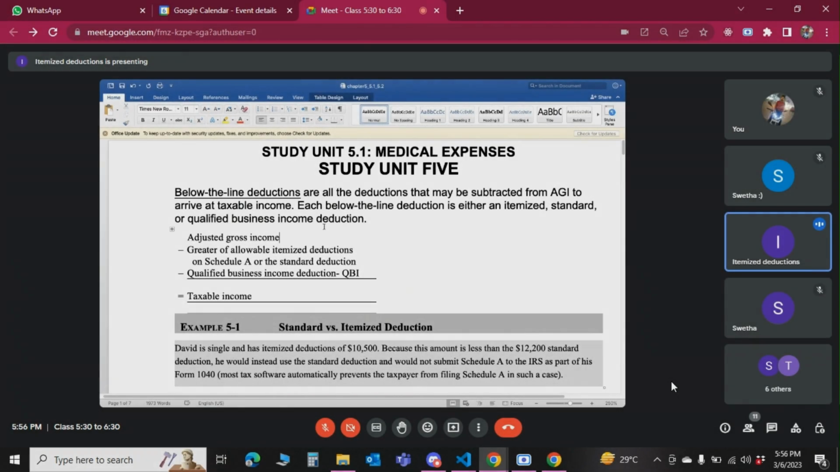Individual retirement account. So those deductions will reduce the gross income, and that's how we come to AGI. Okay. After AGI, what happens? Now we have come to AGI.